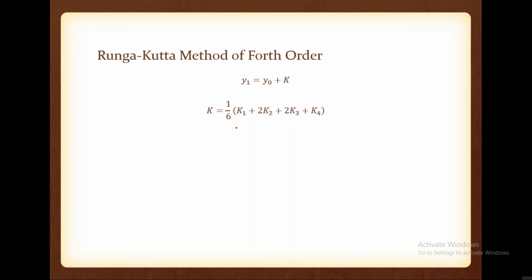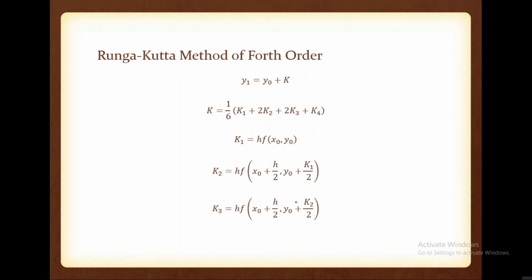by 6 into k1 plus 2k2 plus 2k3 plus k4, where k1 is equal to h into f of x0 comma y0, k2 is equal to h into f of x0 plus h by 2, comma y0 plus k1 by 2, k3 is equal to h into f of x0 plus h by 2, comma y0 plus k2 by 2, and k4 is equal to h into f of x0 plus h, comma y0 plus k3. So please note down these 6 equations.